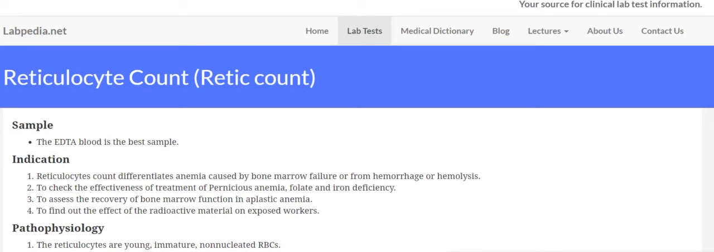Welcome to labpedia.net. Today I am going to talk about reticulocyte count. Now the blood sample, the best is EDTA blood.